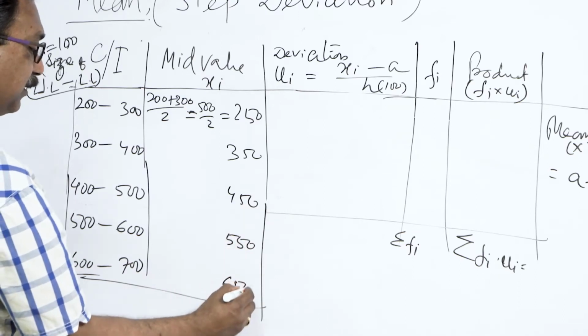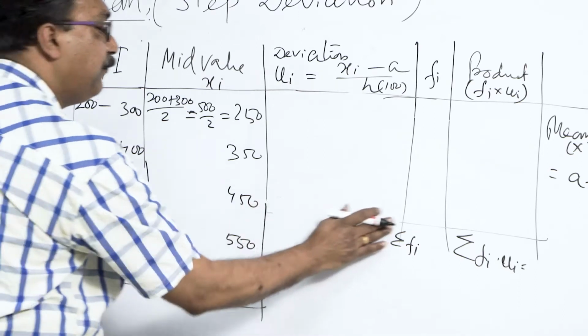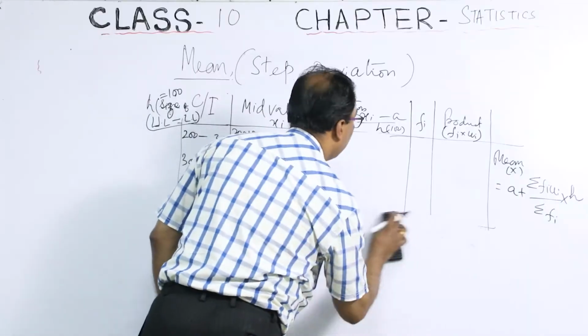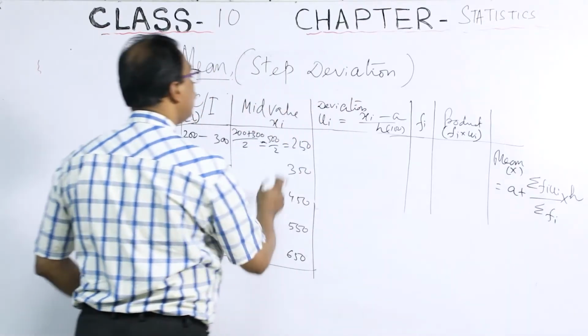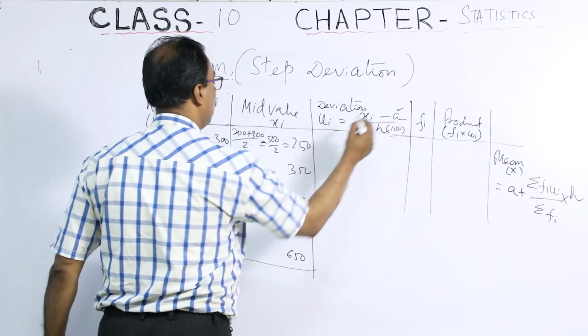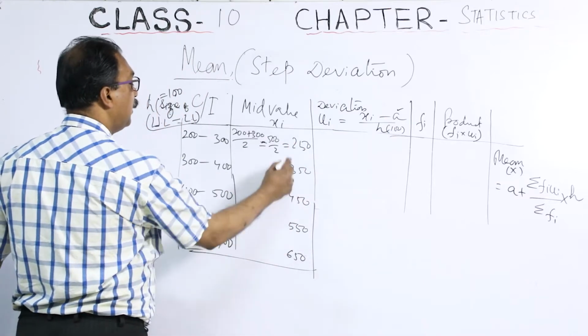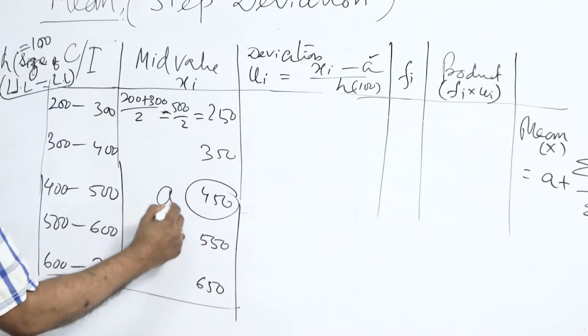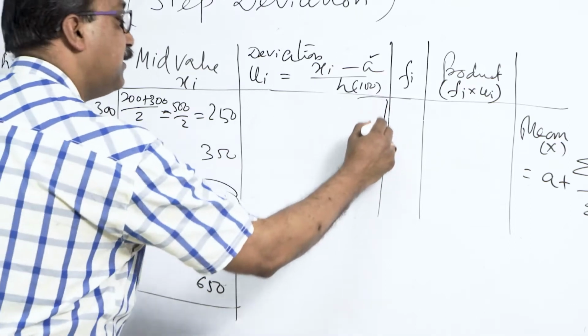is 650. Understood? Now we come to the frequencies. What do you call? Deviations. First you choose A. A you have to choose. What is a middlemost value? 1, 2, 1, 2. There is a middlemost value. E.